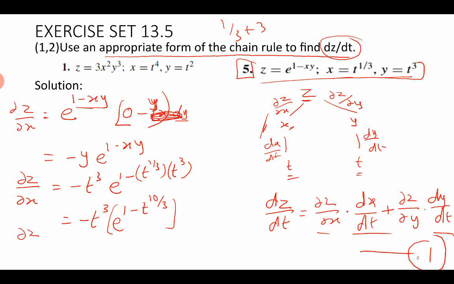Dou z over dou y. When you differentiate z with respect to y, it will be e raised to 1 minus xy, and when you differentiate with respect to y, 1 will be 0, minus x is constant. Keep it. When you differentiate with y, it will be x. So it is minus x into e raised to 1 minus xy.